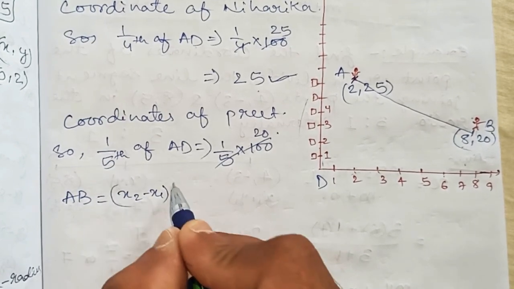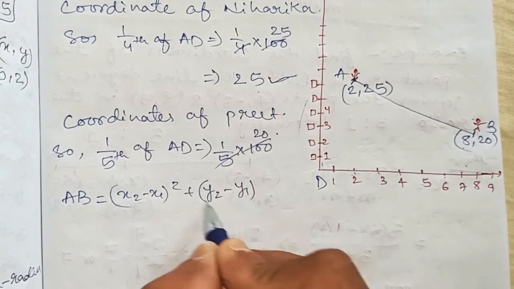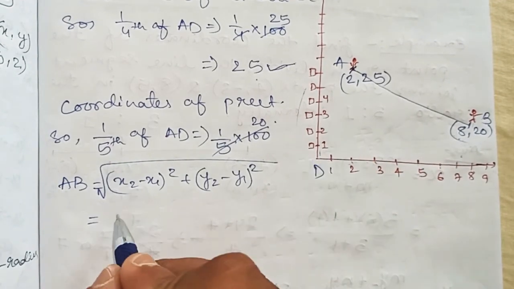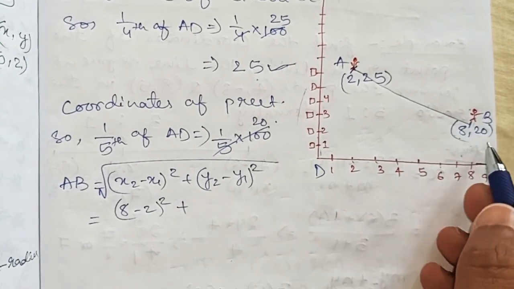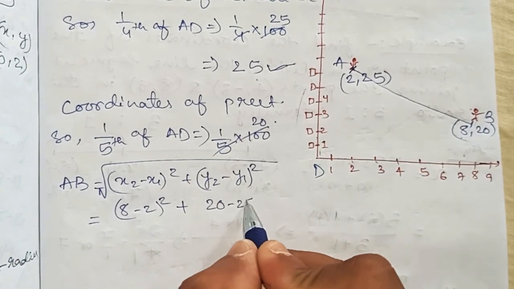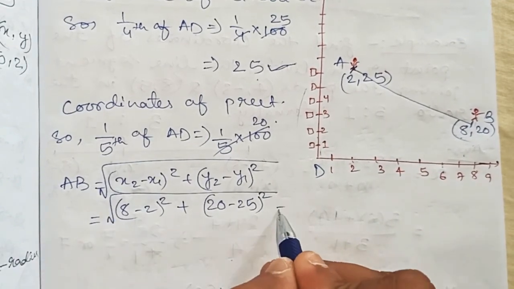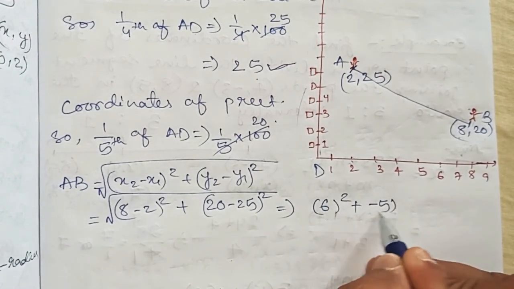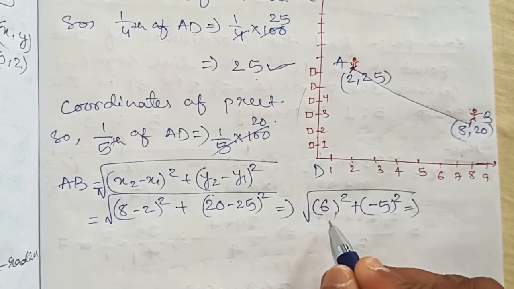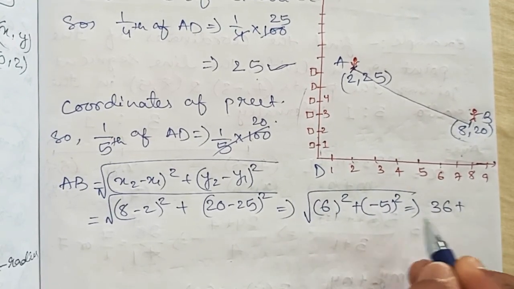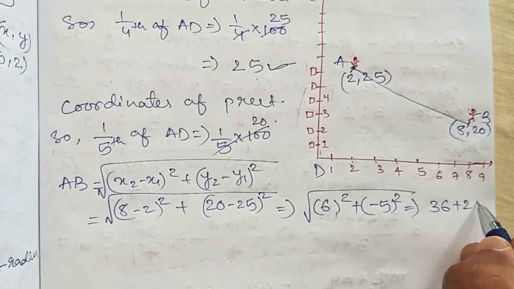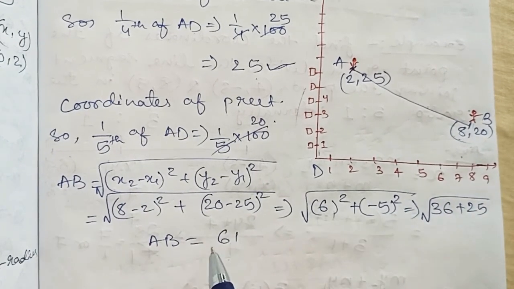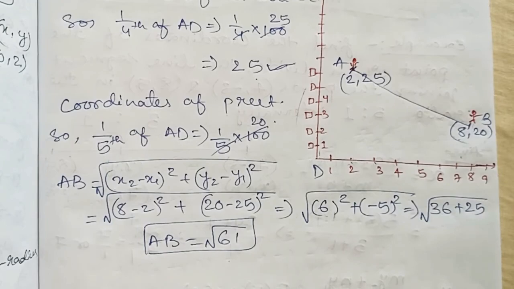square root of x2 minus x1 whole square plus y2 minus y1 whole square. Okay, and x2 is 8, so 8 minus 2 whole square plus 20 minus 25 whole square, under the root. 8 minus 2 is 6, squared; 20 minus 25 is minus 5, squared. 6 6s are 36 plus 5 5s are 25. Okay, so the distance between AB is 61. Okay, square root of 61.